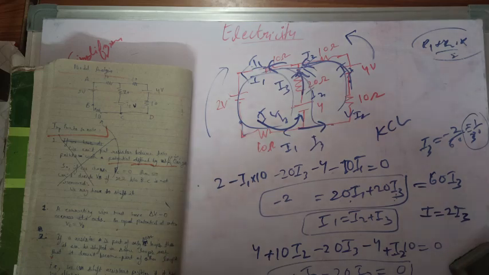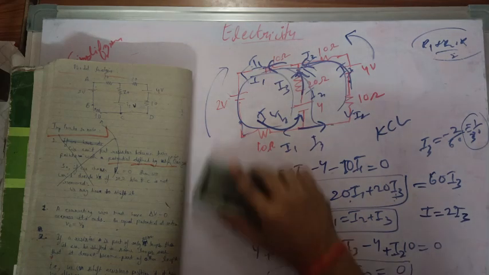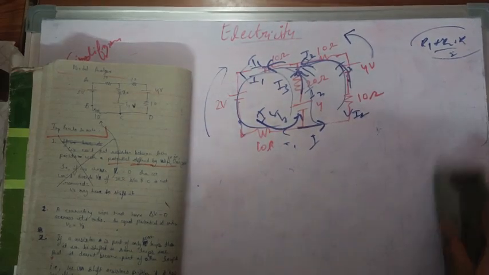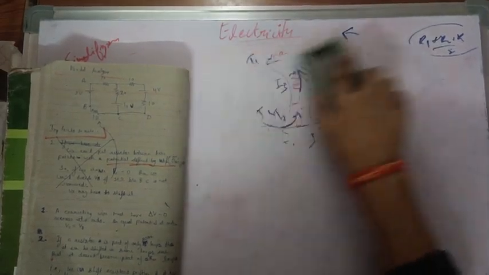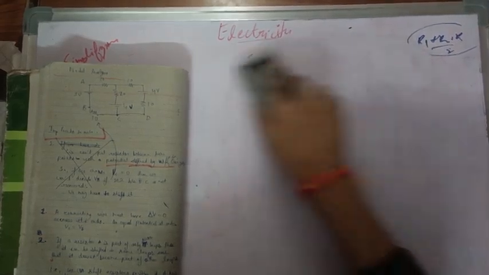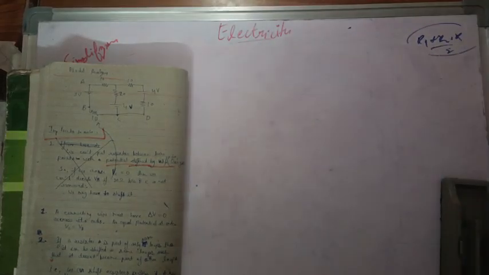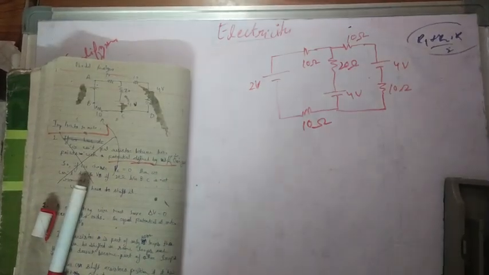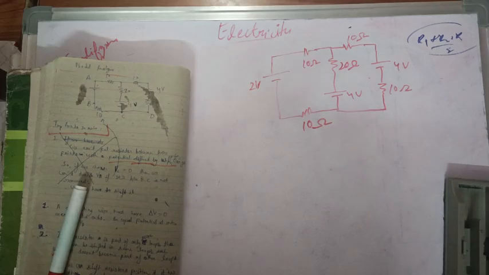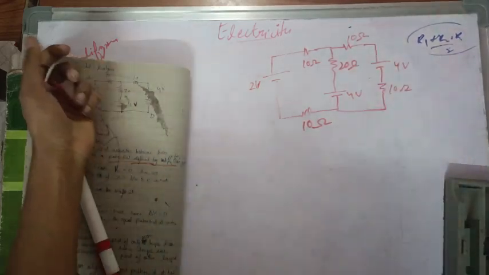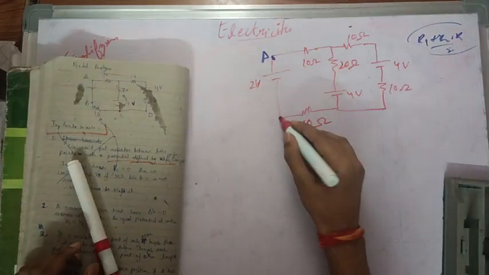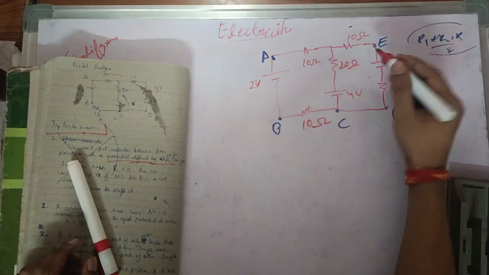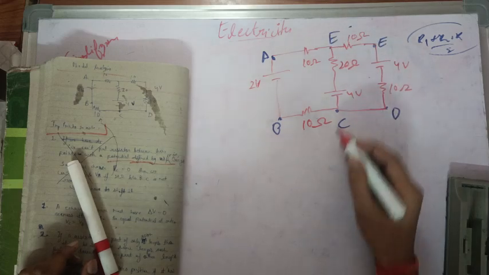Now we can also solve this question using nodal analysis. Without using Kirchhoff's circuit law, I can solve this using nodal analysis. To solve this question using nodal analysis, what we can do is first take some points here. Let's say this is A, this is B, this is C, this is D, this is E, this is F, let's say this is G.